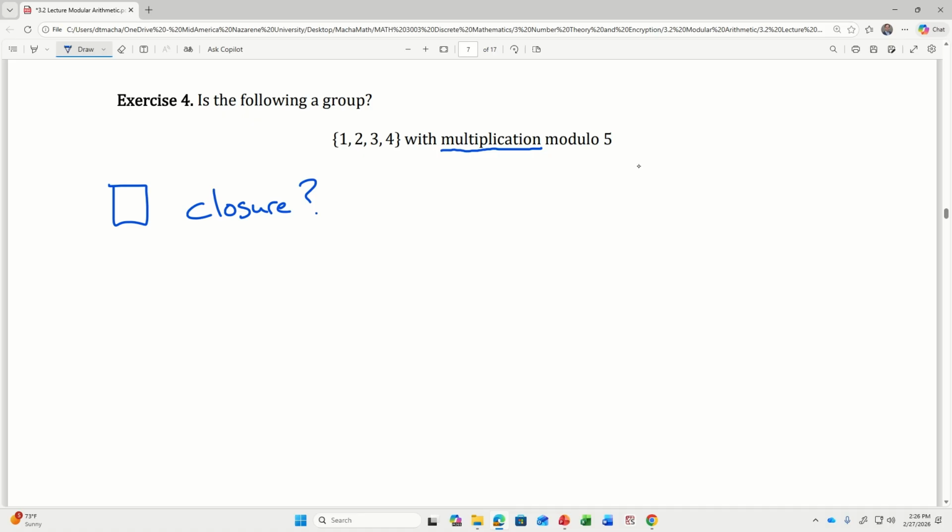Yeah, so if you're checking closure, you've got to multiply 1 times 2, 1 times 3, 1 times 4. Those are all still in the set. 2 times 3 is congruent to 1 mod 5. 2 times 4 is congruent to 3 mod 5. And 3 times 4 is congruent to 2 mod 5. So yeah, we actually have closure.